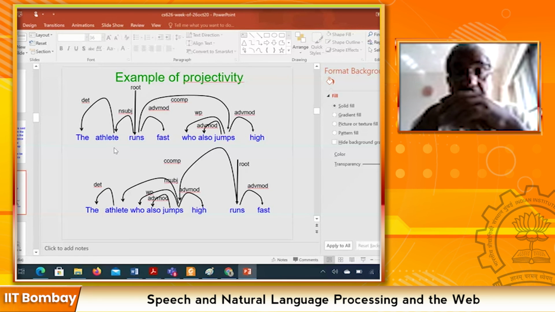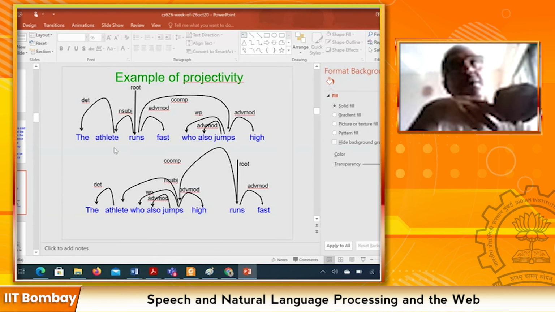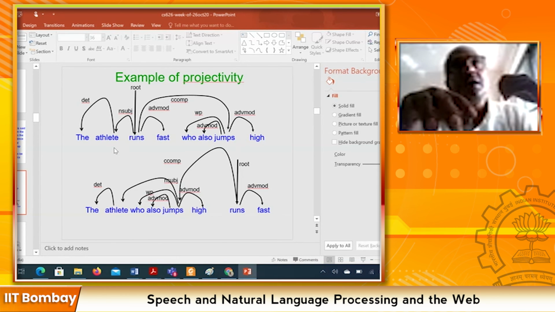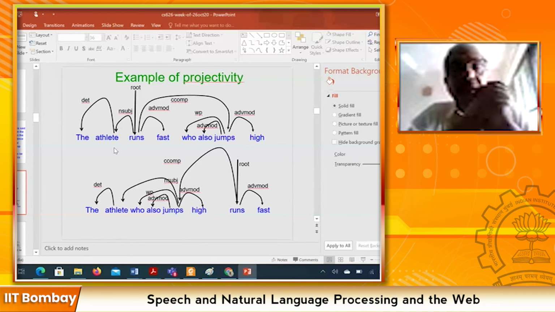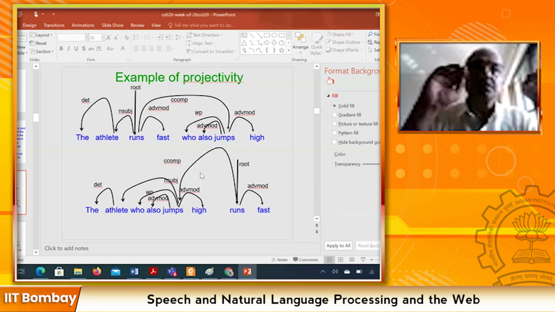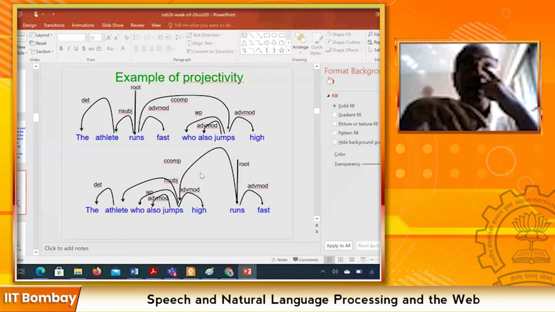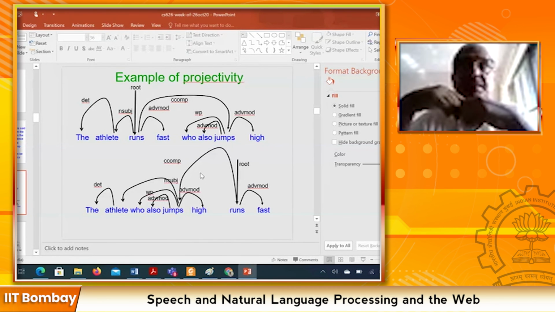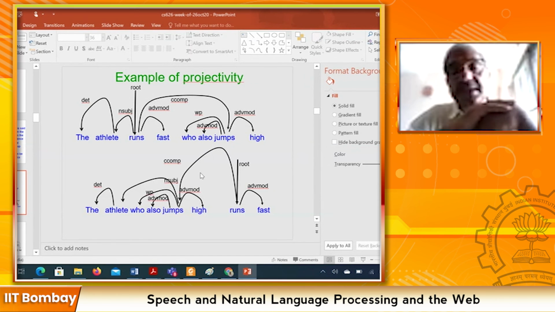Now athlete and run going far away from each other is not so much of a problem, because if you combine the modifier with the head and create a phrase, then you will see that again athlete and run come close to each other. So in that recursive processing of the sentence, athlete and run again come close to each other once the modifier is absorbed. But yes, this is not an easy answer to give.